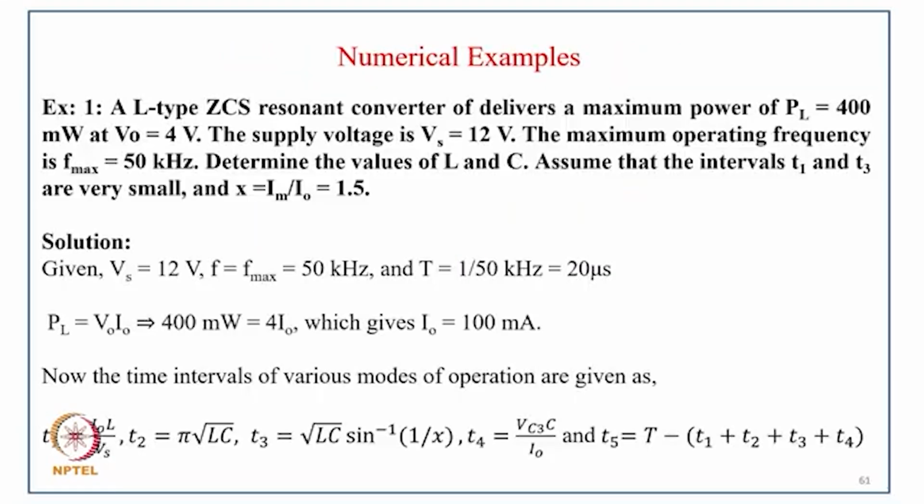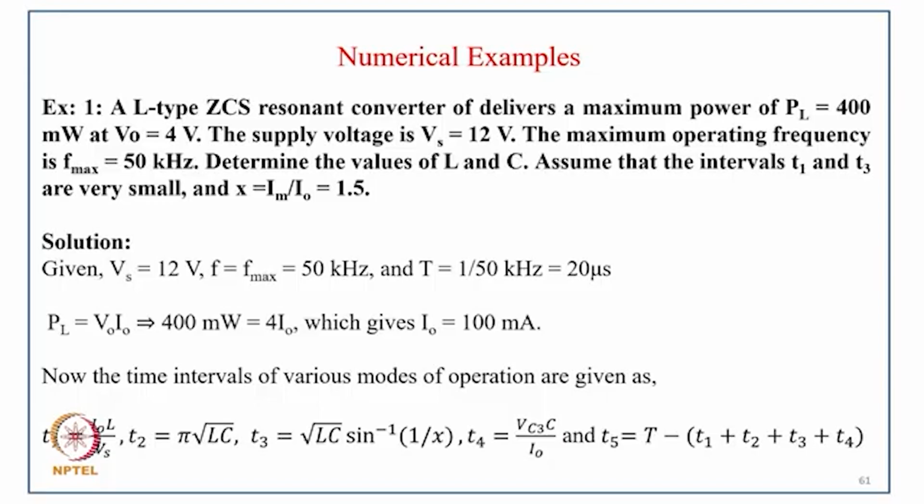Now coming to numerical examples. Example 1: an L-type zero current switching resonant converter delivers a maximum power of PL equal to 400 milliwatt at V0 equal to 4 volt. The supply voltage is Vs equal to 12 volt. Maximum operating frequency is F max equal to 50 kilohertz. Determine the values of L and C. Assume that the intervals T1 and T3 are small and X equal to Im upon I0 equal to 1.5.